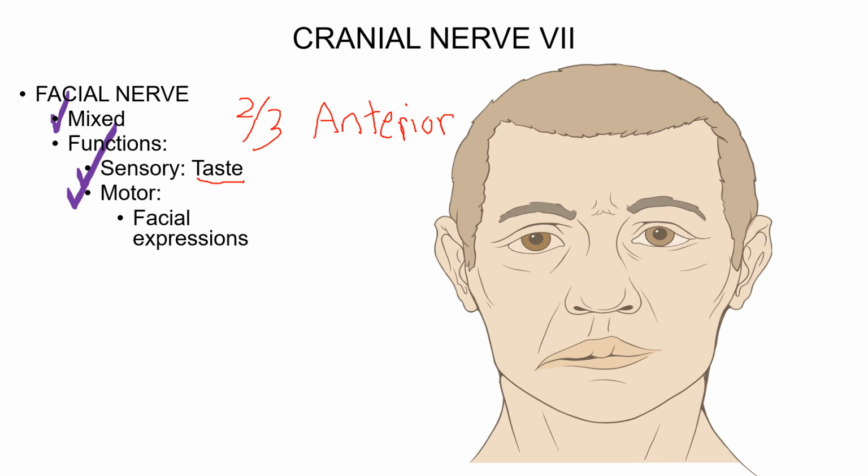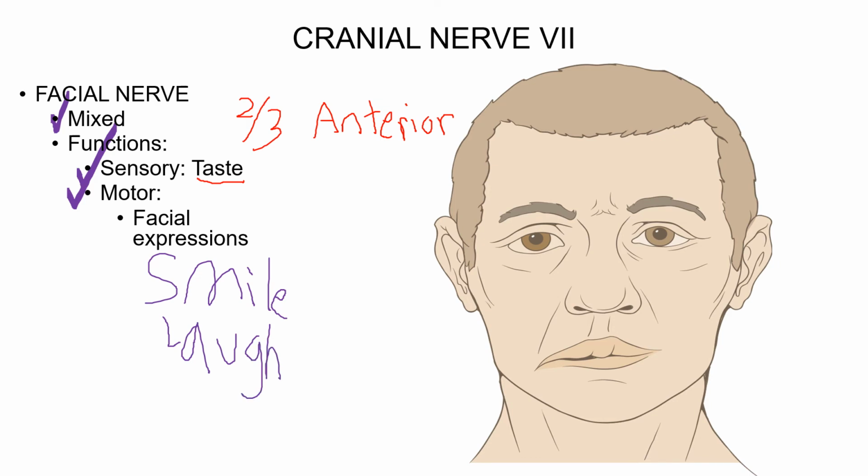The posterior 1/3 is going to be thanks to a different cranial nerve. And then from a motor perspective, it actually helps you move your face, facial expression. So this is your smiling, your zygomaticus muscles. This is going to help you move your buccinator muscles and your orbicularis oculi and orbicularis oris muscles. So smiling, laughing, frowning, all of those different expressions.